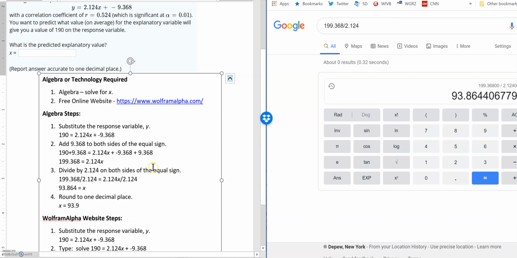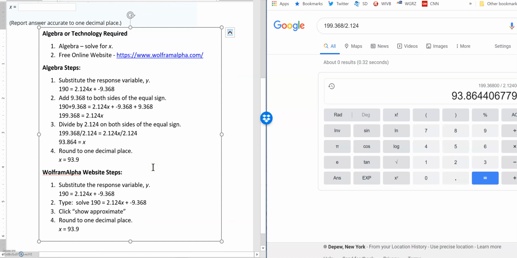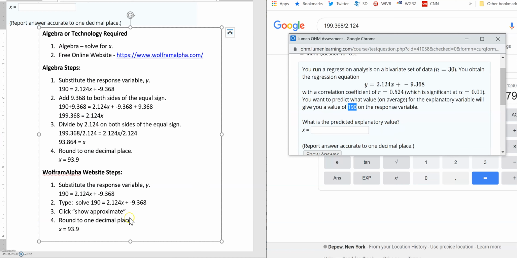Now let's try the other alternative, which is the Wolfram Alpha calculator, or online algebraic manipulator. So we start the same way. So we need to have the y value replaced with the response variable. So we put that in here with the 190. So then the next step is we go to the website, wolframalpha.com, and inside the little search bar, or whatever you want to call it, we're going to type that in directly right here. We're going to say solve 190 equals.